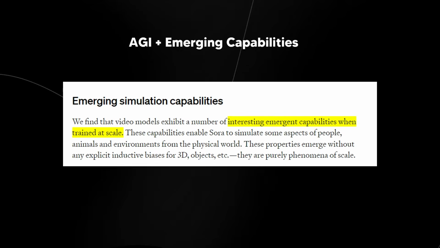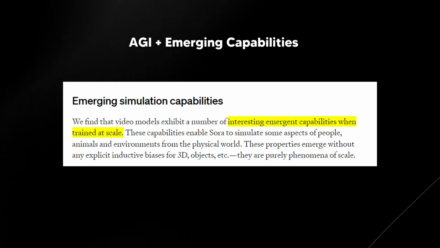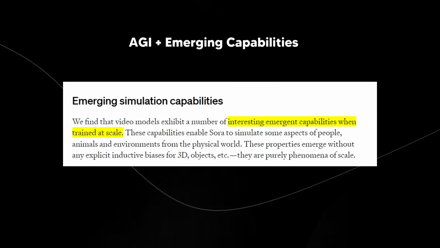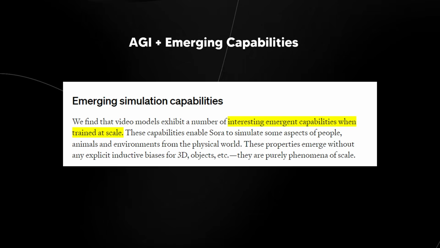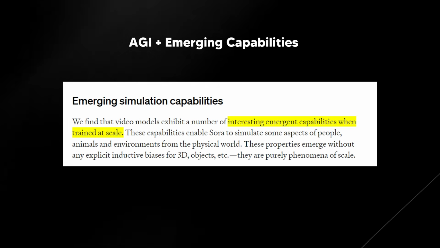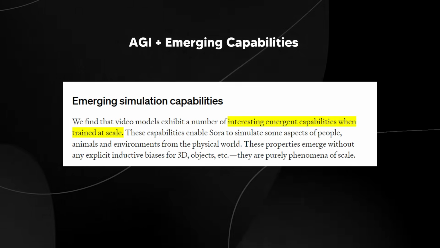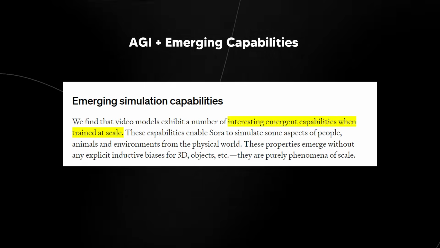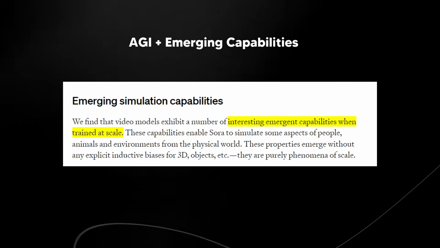There was also a very interesting part of this because this is where we get to AGI and emerging capabilities. So they essentially state, and this is by far the fascinating piece of this paper/blog post, that they find that video models exhibit a number of interesting emergent capabilities when trained at scale. And these capabilities enable Sora to simulate some aspects of people, animals, and environments from the physical world. And these properties emerge without any explicit inductive biases for 3D objects, and they're purely phenomena of scale.